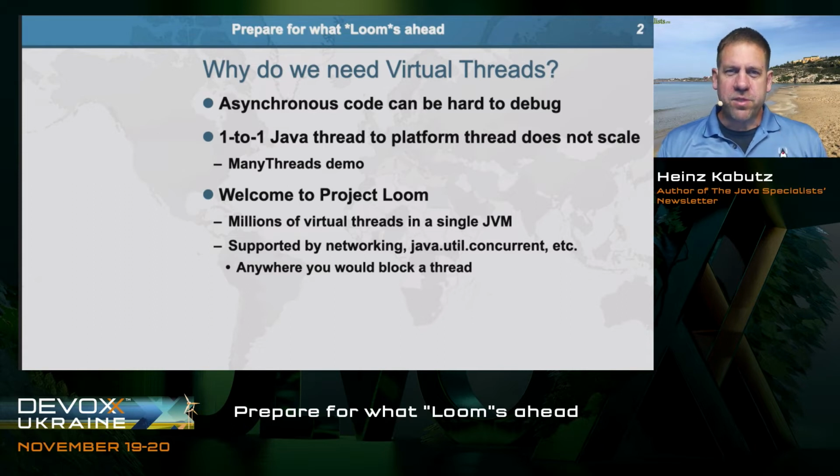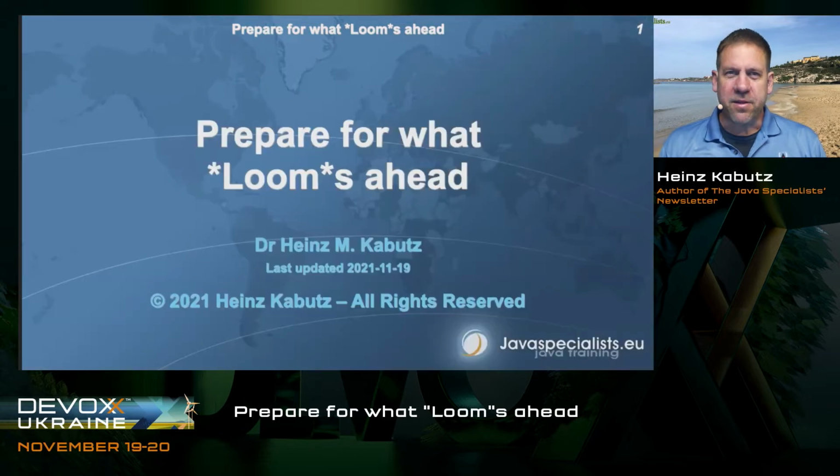And Project Loom is supported, the virtual threads are supported by networking, by the concurrency classes that you find in Java Concurrent. And basically, anywhere where you're going to block a thread, they're going to be able to scale much better with virtual threads.